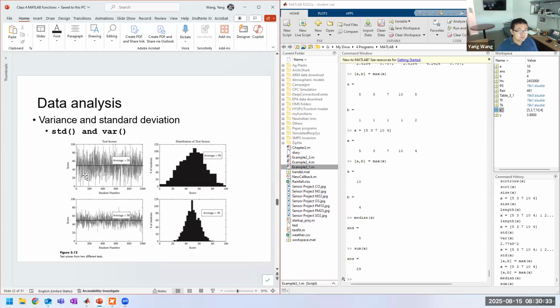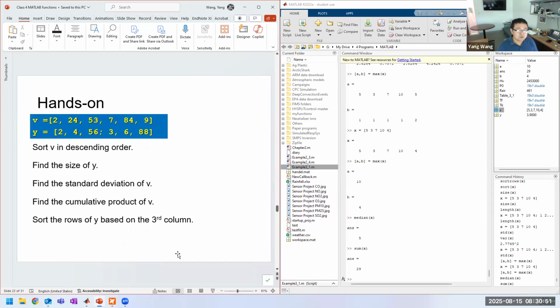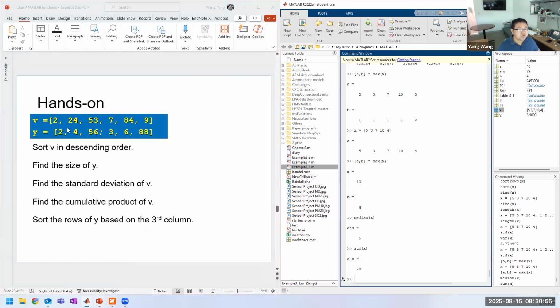But basically, standard deviation shows you how spread out the set of values is, right? So if you have a large standard deviation, you can have very spread values, just like what's shown over here. If you have a small standard deviation, then the distribution is much narrower, which is like the one shown over here. So here, we can try some additional functions.